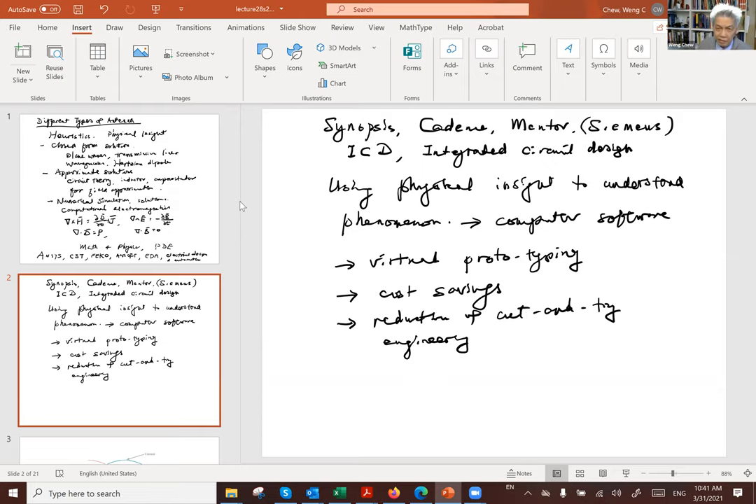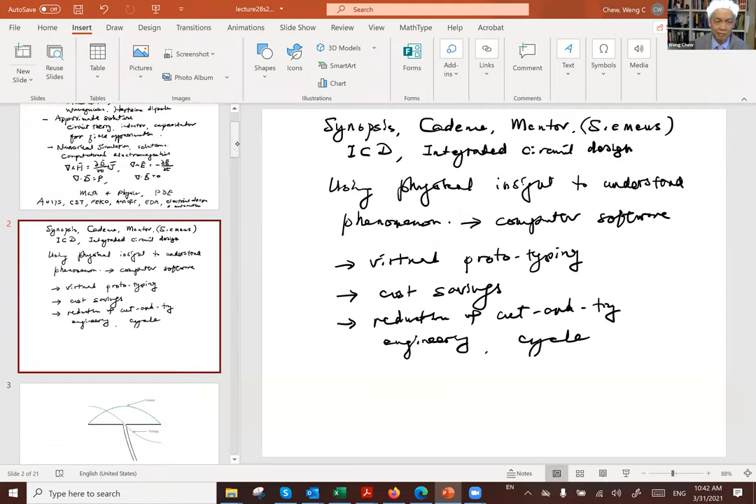Cut and try engineering is very expensive in the lab, which means that you try a concept, you go to the lab, test it out, it doesn't work, and then you alter the design, and then you go to the lab and test it out again. But now this cycle of cut and try engineering can be done on a computer, greatly reducing the cost.